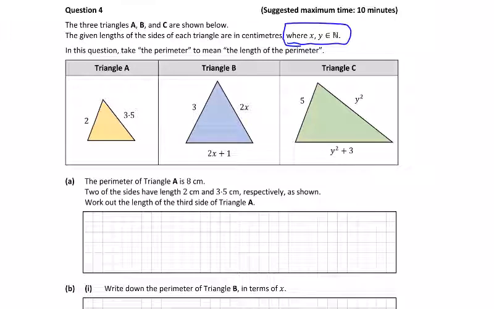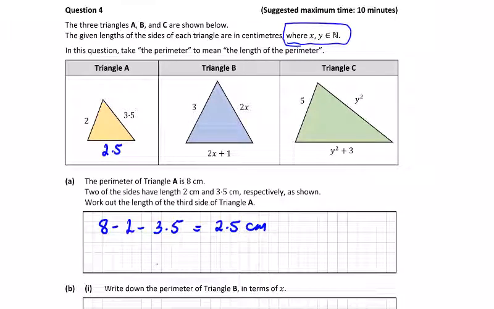In this question, take the perimeter to mean the length of the perimeter. And in part A, the perimeter of triangle A is 8. And we have two sides already, 2 and 3.5. The third side is 8 minus 2 minus 3.5. Nice easy start. So 8 minus 2 is 6, minus 3 is 3, minus a half is 2.5 centimeters. This one here, 2.5.